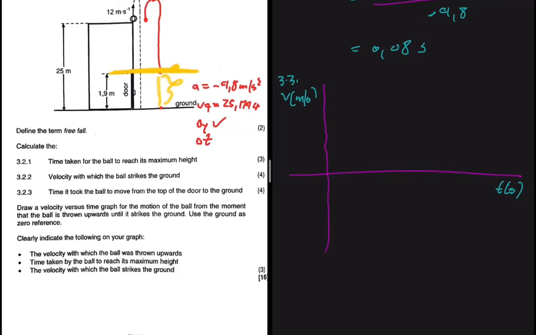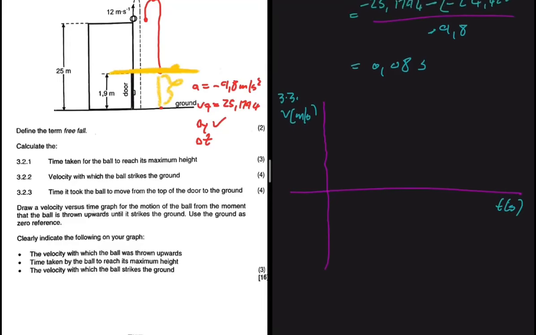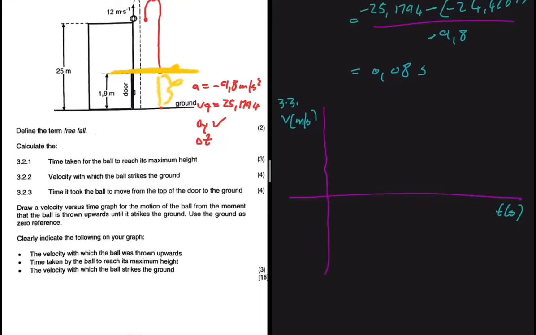And then we must indicate the velocity at which the ball is thrown upwards. It's thrown upwards at 12 meters per second. Let's indicate here that we're taking up as positive still. So here at 12 meters per second, our ball is thrown upwards, right? And then it takes 1.22 seconds to reach the maximum height, of which the velocity is 0. So here we must have a time which is 1.22, and then from there on, what happens?